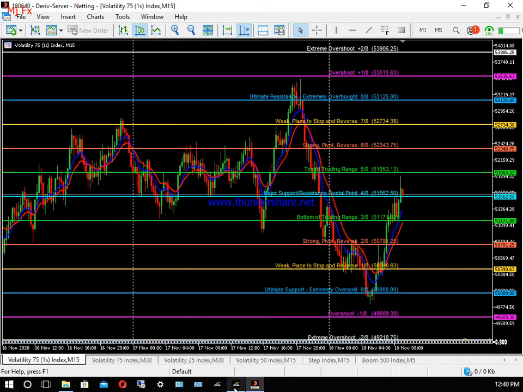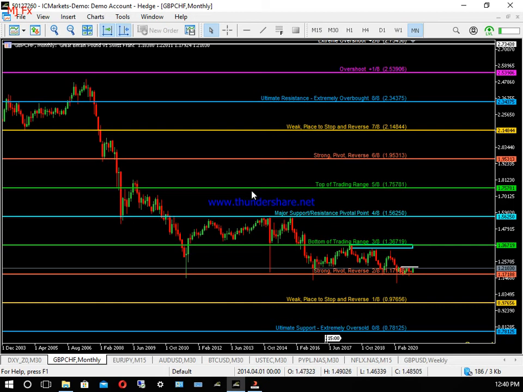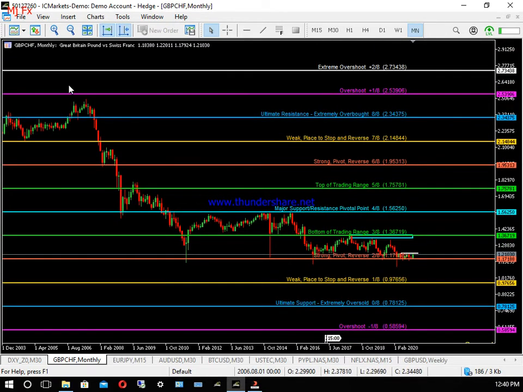I will explain how this software works, and I want to show you through this chart of Pound Swiss franc. This is a monthly chart, and on it each and every level is very, very important. I will just mention two levels which are very significant and powerful. This software shows you whether there is a high liquidity level or areas of interest where the market is likely to reverse. One of the levels you can see is overshoot and extreme overshoot, and also the strong pivot reverse.